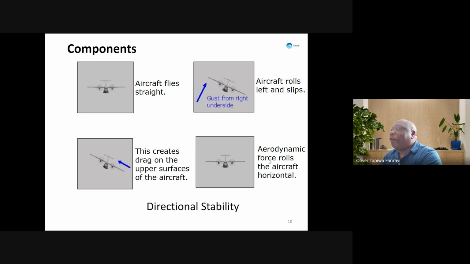Then the aerodynamic force rolls the aircraft back to horizontal. Again, now you've got the directional stability. You now recover from the unwanted right-hand turn, and also from the slip as well.